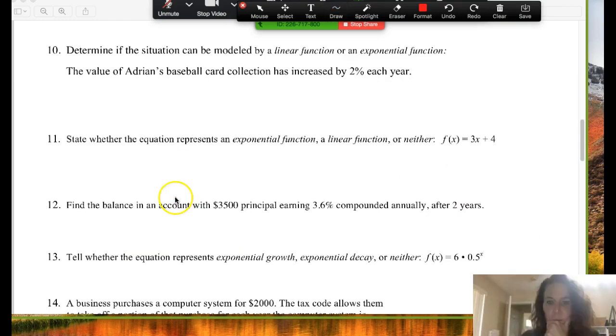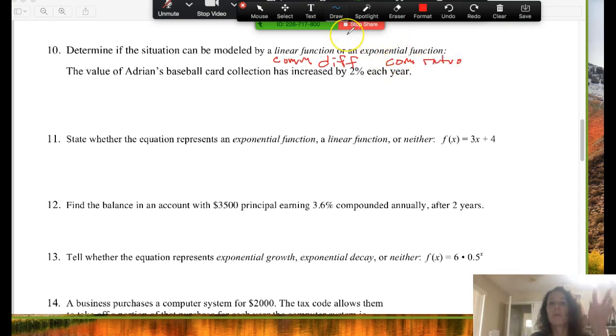It's a logic. Okay, determine if this situation can be modeled by a linear or an exponential function. How do you know? It can be modeled by a linear function if there's a common difference, meaning I'm going to add a certain number or subtract a certain number. It can be modeled by an exponential if there's a common ratio.